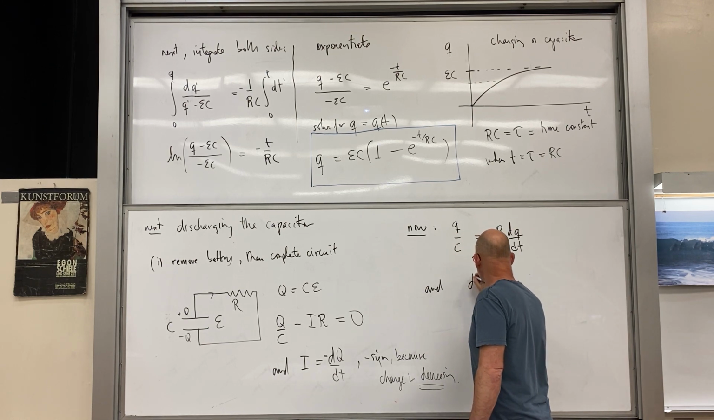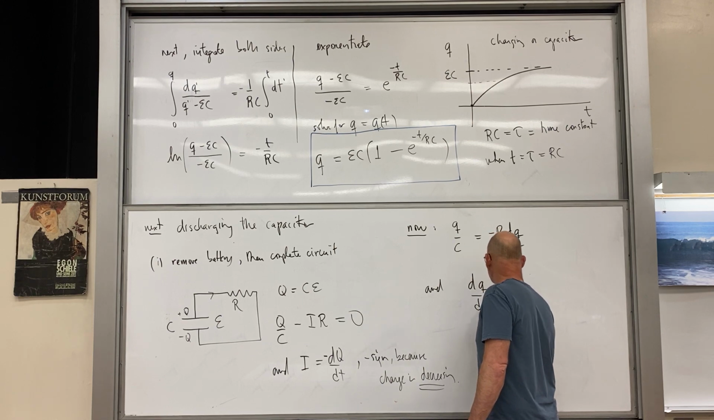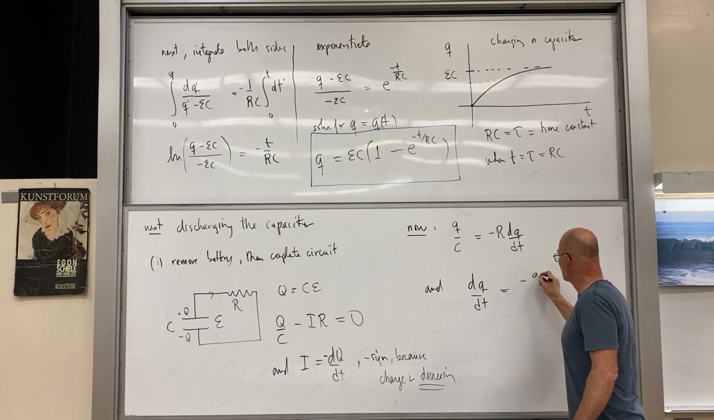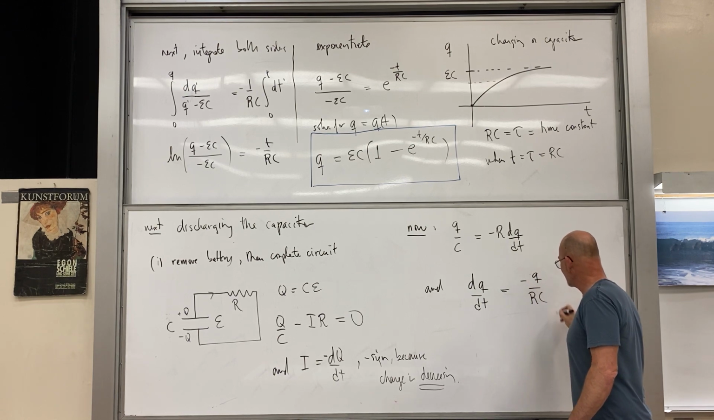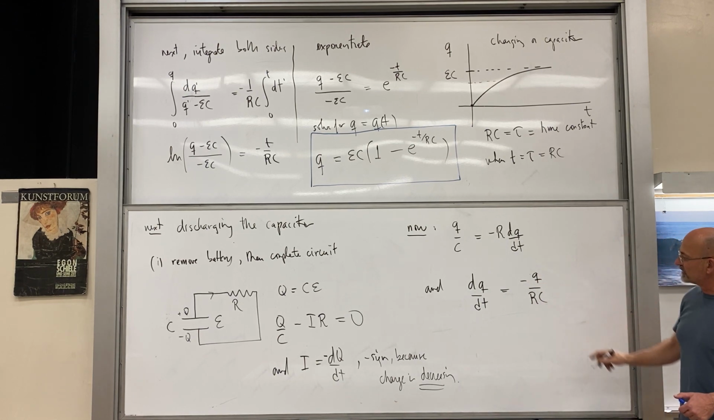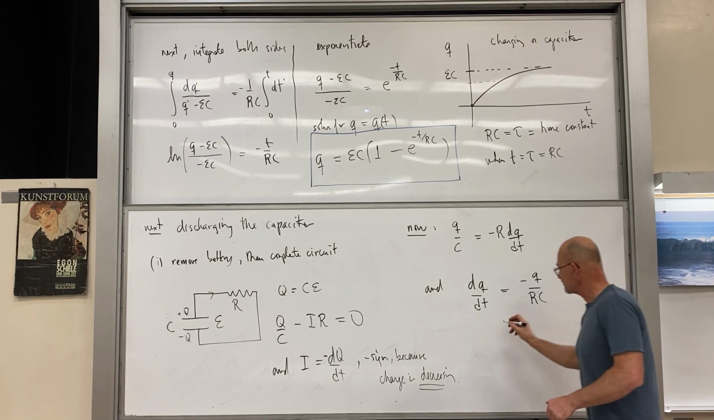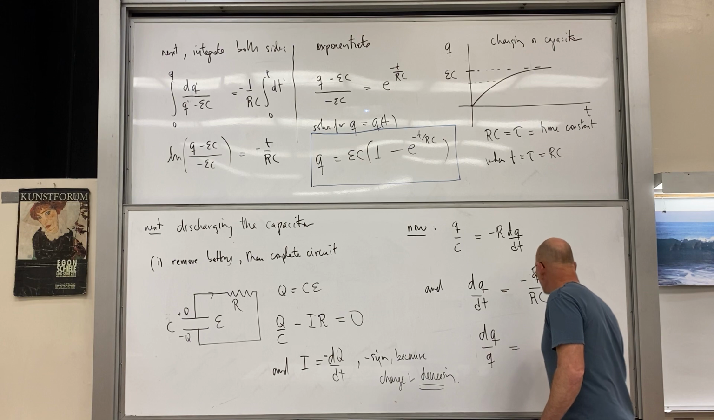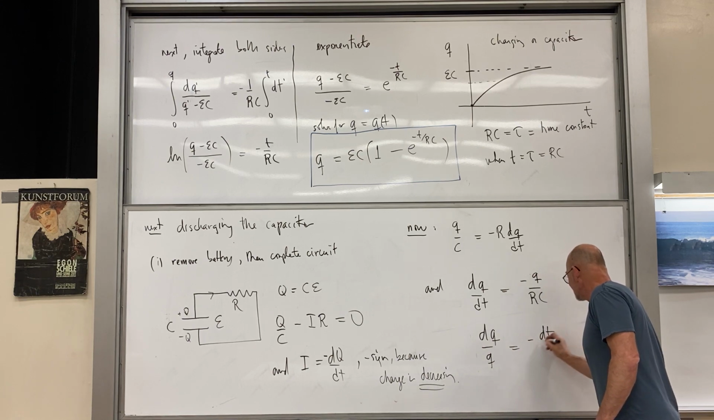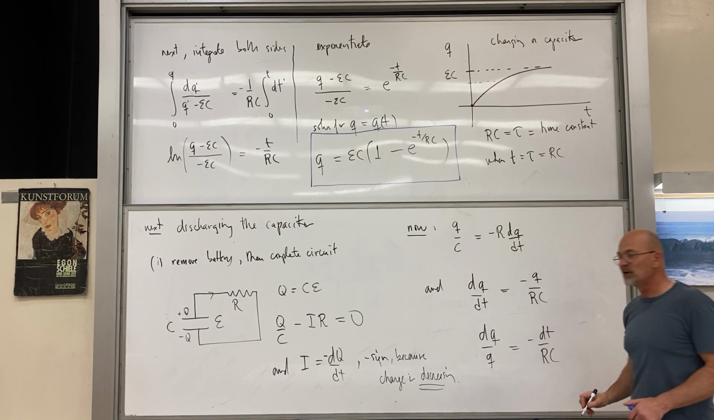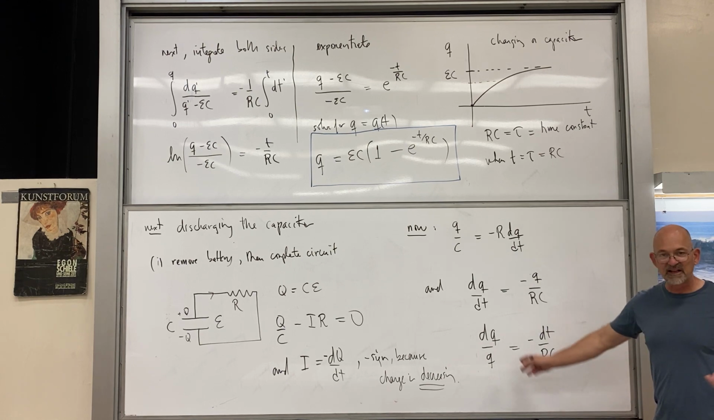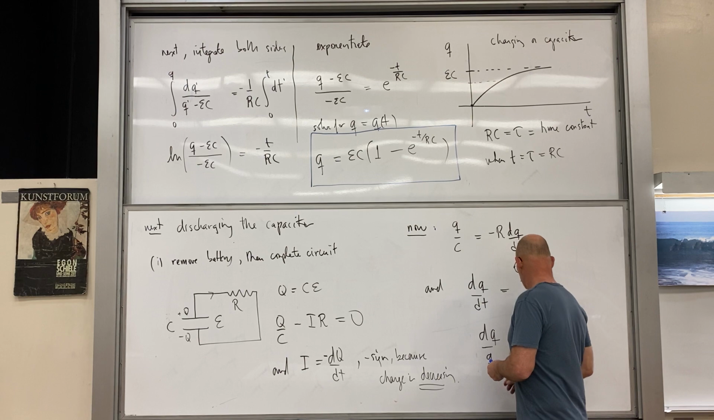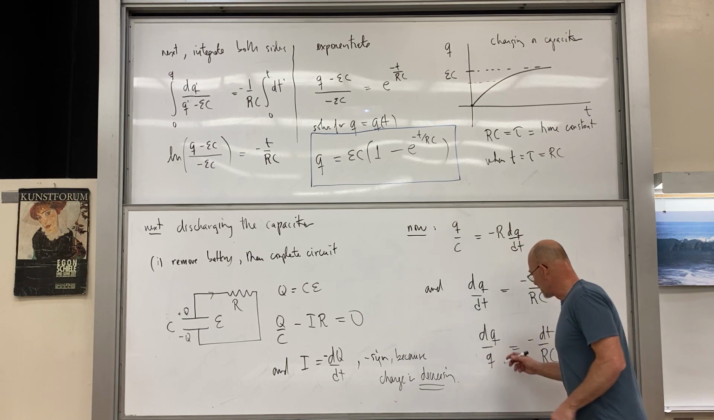Good, so let's solve this differential equation. First of all, we've got our dq dt is equal to minus q over RC. There's our time constant again. dq over q is equal to minus dt over RC. We're going to do the same thing with a slightly easier problem. Okay, so let's continue.